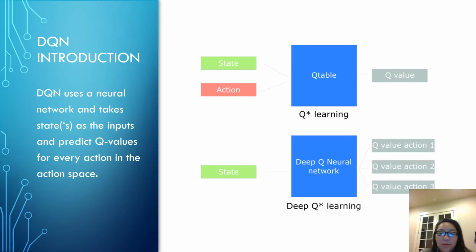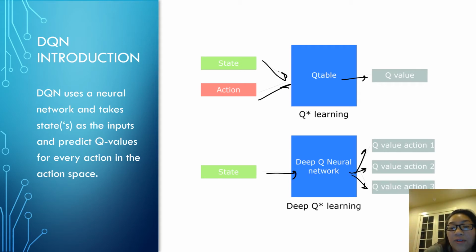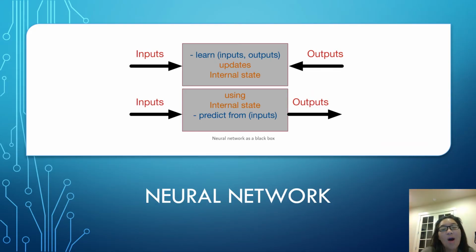The biggest difference between tabular Q learning and DQN is the introduction of a neural network to take states as the inputs and predict action value functions for every action in that action space. Like shown in this diagram here, tabular Q learning takes state and action to output action value functions. In DQN, it just takes the state into a neural network to output action value functions for every action in that action space. So let's try to briefly talk about the fundamentals of a neural network.